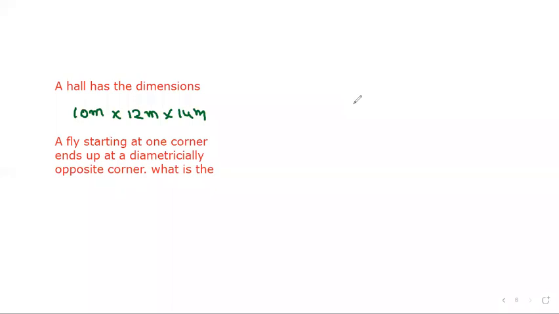A room has the dimensions 10 meters into 12 meters into 14 meters. The fly starting at one corner ends up at the diametrically opposite corner. Then what is the displacement they are asking? The magnitude of its displacement you have to calculate. So the three-dimensional room is taken with dimensions 10, 12, 14.